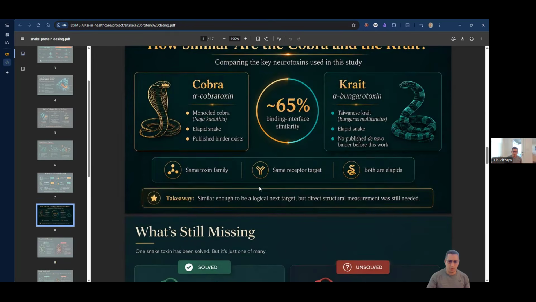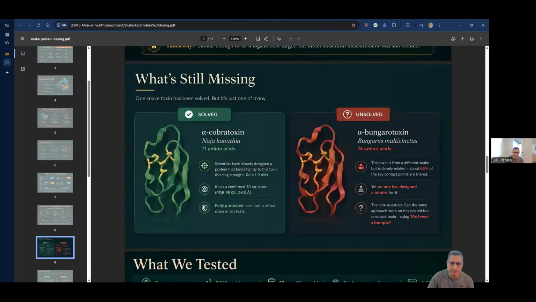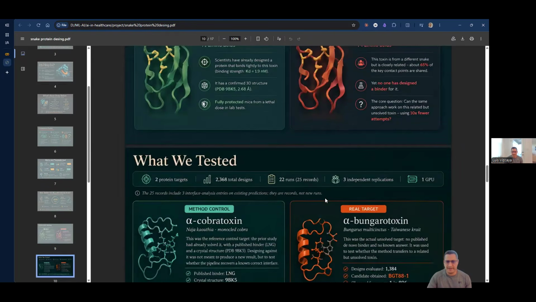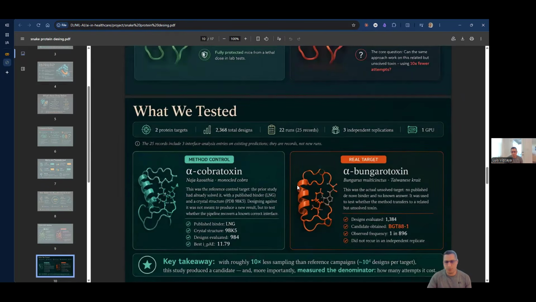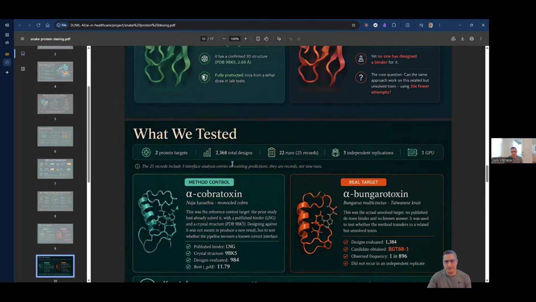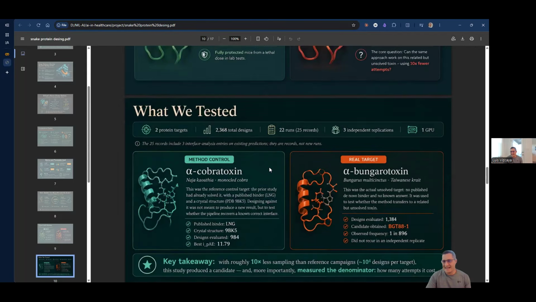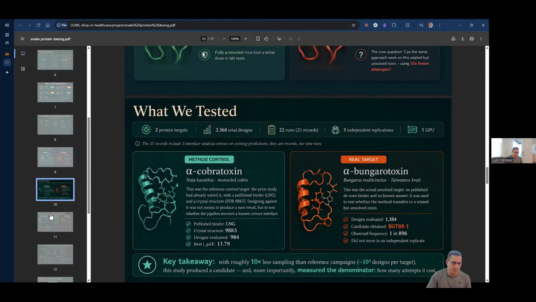So as I mentioned, what's still missing? Vasquez and Torres solved this for the cobra, and we'll be trying to solve this for the krait. This is like a summary. These are the two proteins. I ran different tests and different strategies, all on this Google Colab Pro GPU. It's not that much, but we'll see what we got.